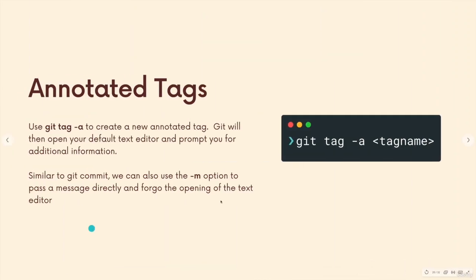Just like with git commit, you can actually use the -m option to do it inline to pass a message directly. You can forgo the opening of the text editor, just like git commit. You still have to pass that in though, so if you use -m, pass in a message between quotes.